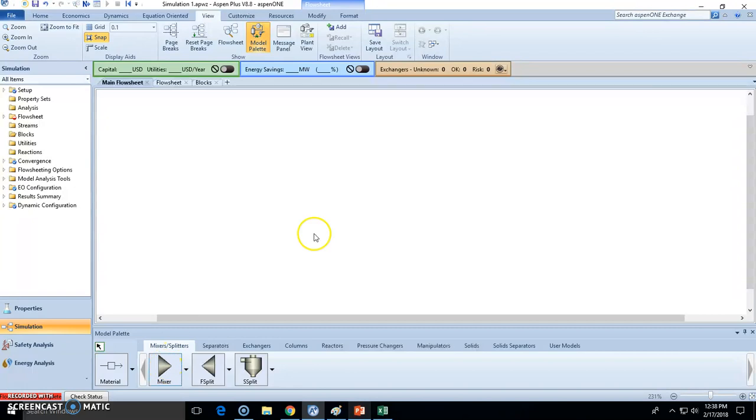So let me give you an overview right here. These are the mixers or splitters. Essentially they will either join or split streams. Material streams, you can also add heat streams, work streams, etc.